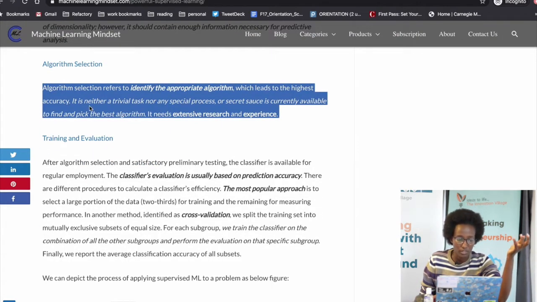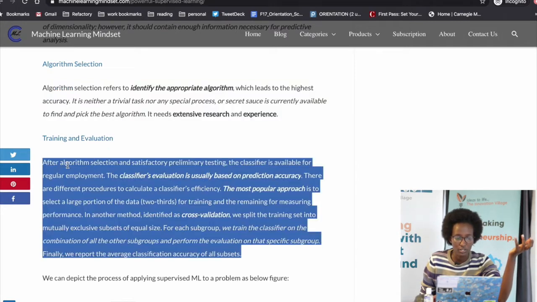Then from algorithm selection, we go to training and evaluation. You'll see that this process is a repetition of what we had already talked about earlier. Okay, so training and evaluation. After algorithm selection and satisfactory preliminary testing, the classifier or the regressor or the model is available for regular employment. The classifier's evaluation is usually based on the prediction accuracy. There are different procedures to calculate the classifier's efficiency. The most popular approach is to select a large portion of the data, 2/3 for training, and the remaining for measuring performance.